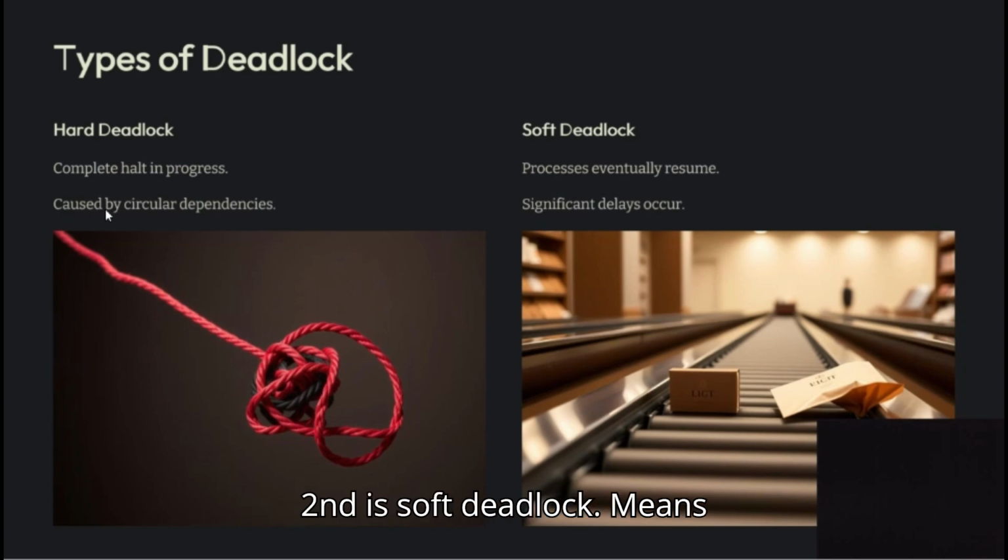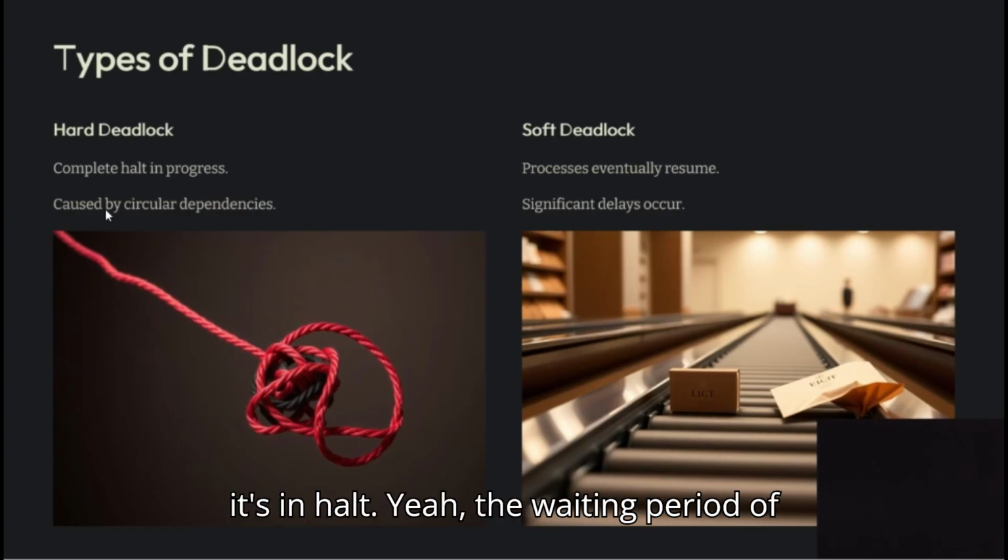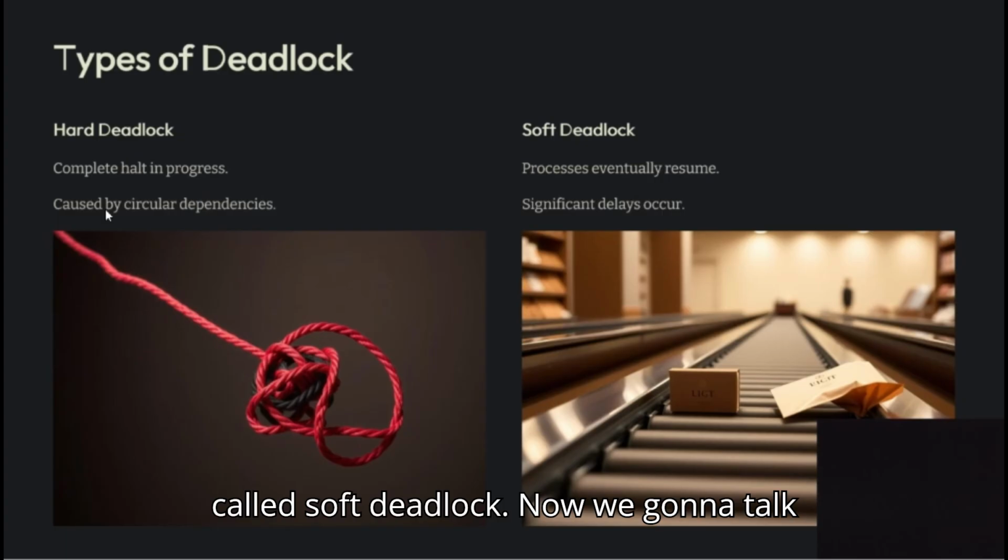The second is soft deadlock. It means the process is eventually going to get started. Like right now it's in halt. Yes, the waiting period of time is there, but it is not indefinite. It is definite. You can solve it. The delay might occur, there might be buffering, there might be delay, but in the end the process will work. That is called soft deadlock.